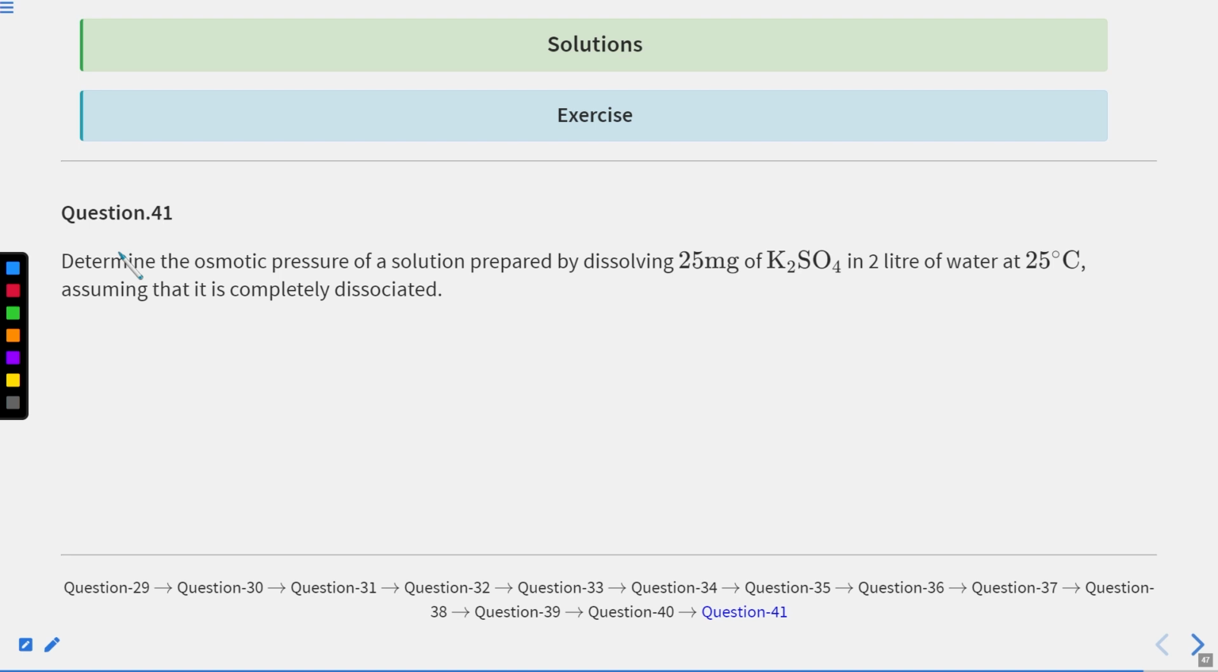Last question. In this question we have to determine the osmotic pressure of a solution. How is it prepared? By dissolving 25 milligrams of K2SO4 in 2 liters of water. So the volume is given as 2 liters and the mass of K2SO4 is 25 milligrams. You can convert it into grams, which gives you 10 to the power minus 3 grams.